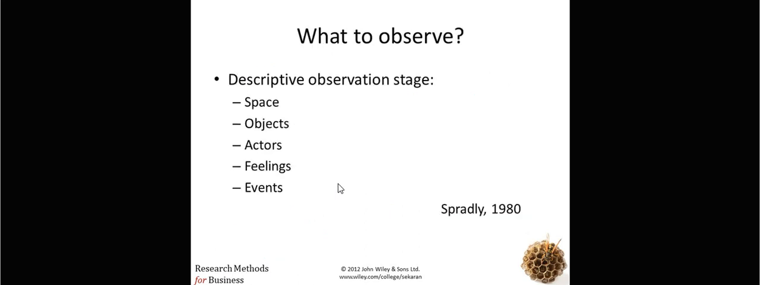Okay, then what do we usually want to observe? Apa yang perlu kita nak lihat? So here they have some definition given by Spradley 1980. Lama betul lah, more than 40 years. So they say a space, we see the object, then we see the actors, we see the feeling, and we see the event.